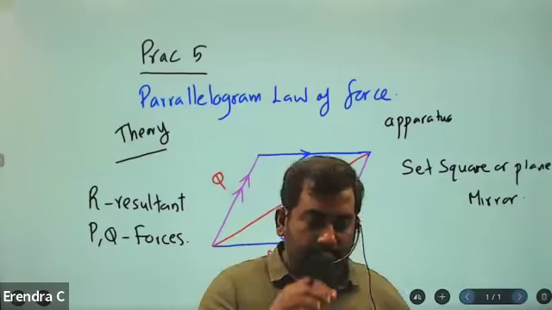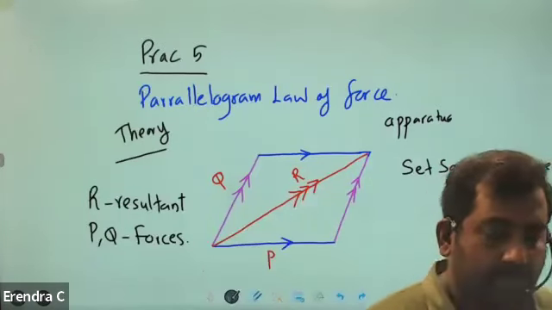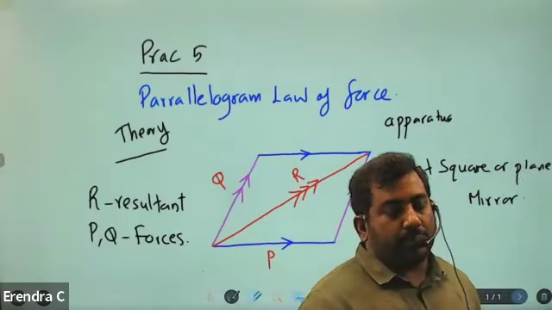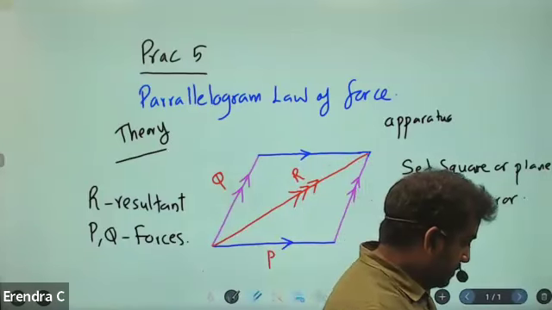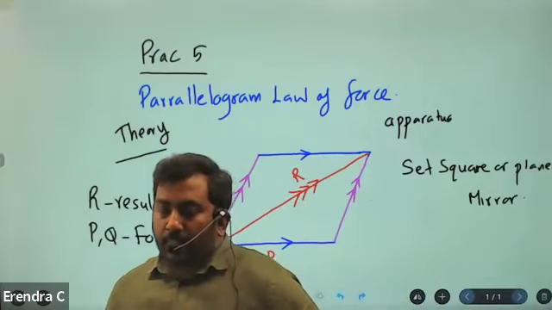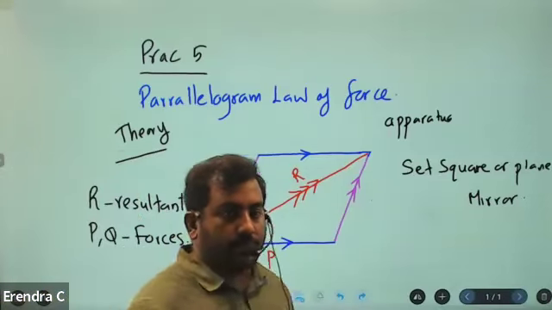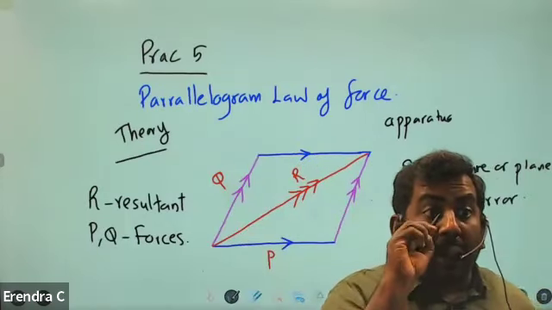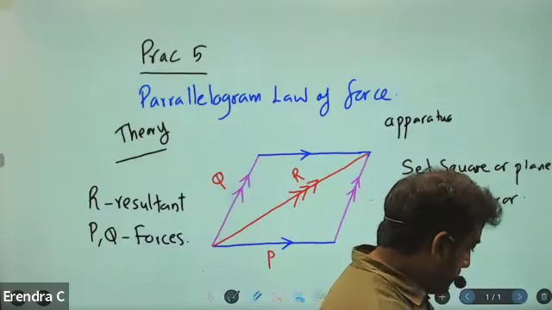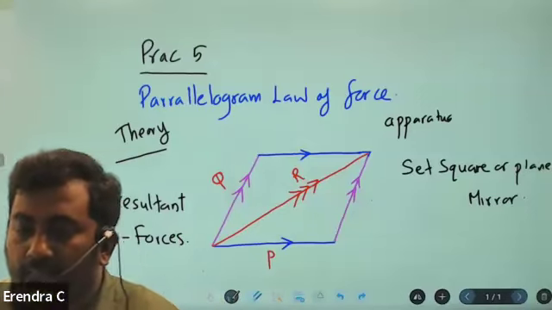Half meter ruler. White A4 sheet of paper, comma, triple beam balance, comma, parallelogram of forces apparatus. Right.